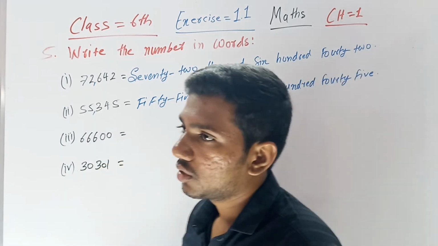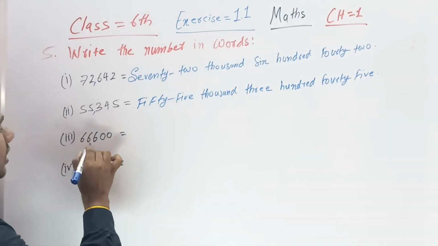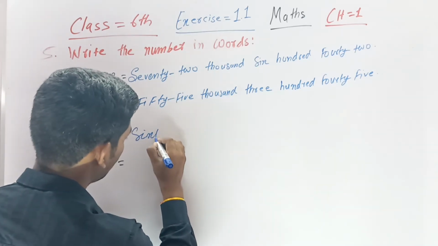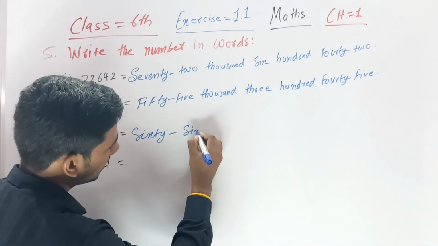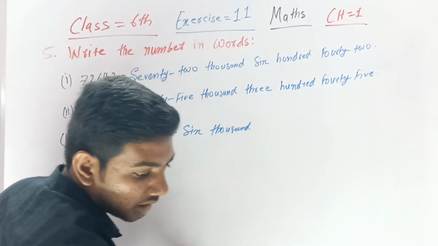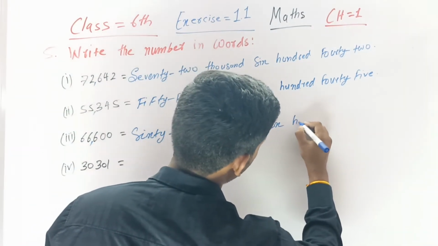Now let's see this. So if you see this, it's a 6, ones, tens, 100, 1000, 10,000. This is a 66,600. How will you write? So you have to write 66,000. 66,600.